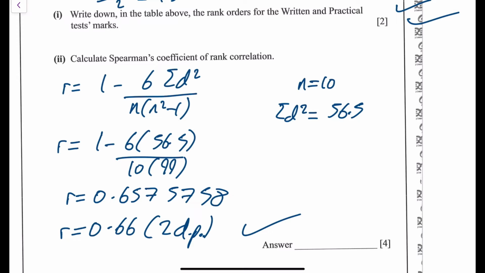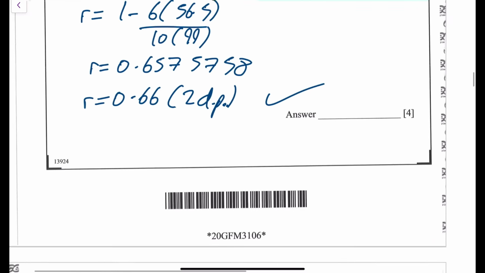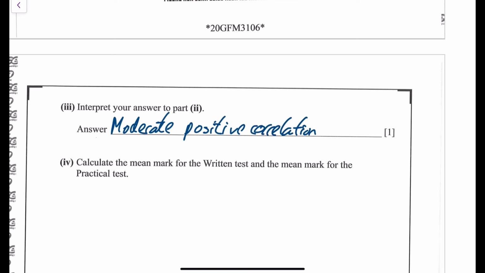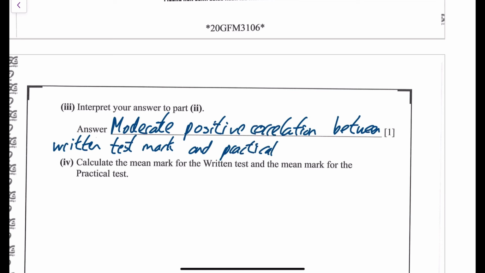Okay. Interpret your results. So it's 0.66, which shows it's a positive correlation, not a fantastic positive correlation. I would use the word moderate. So it's a moderate positive correlation, and that's between the written test, your written test mark, and practical test mark.